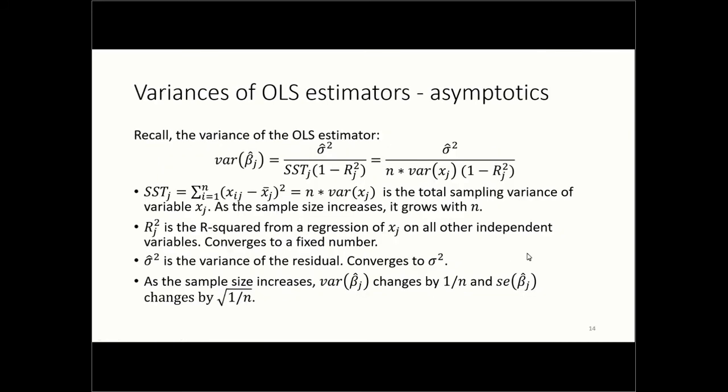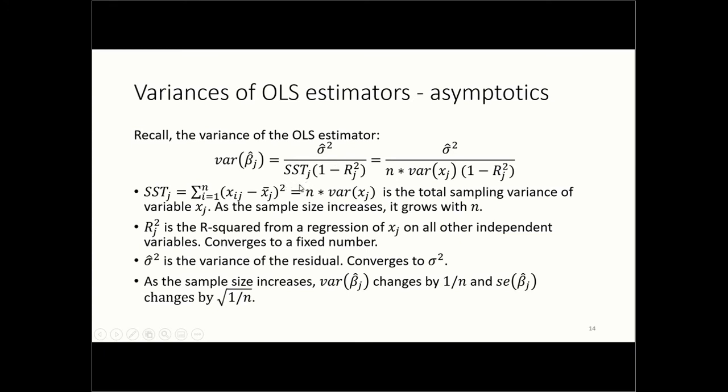So let's review the variances of OLS estimators and think about what happens with them with large samples. Recall the variance of the OLS estimator, the variance of beta hat j, is this expression. Here we have sigma hat squared, which is the variance of the residual.